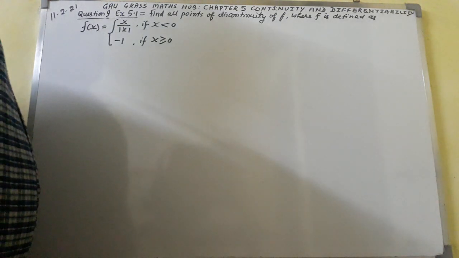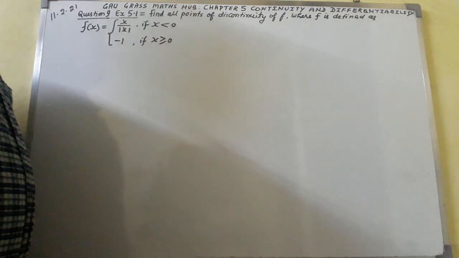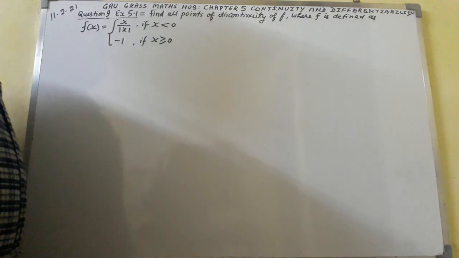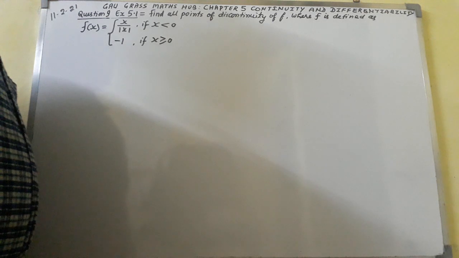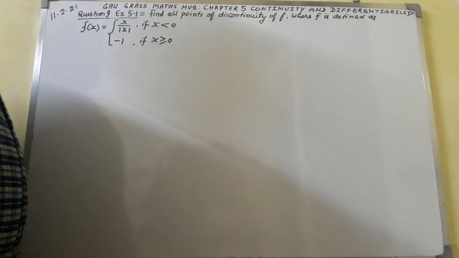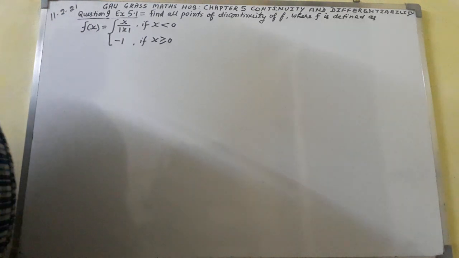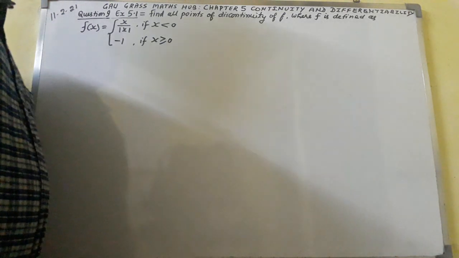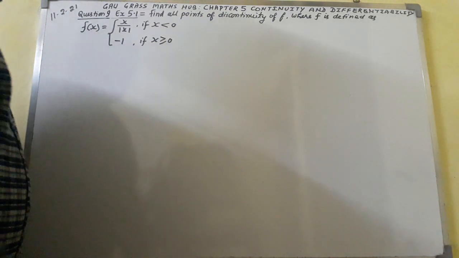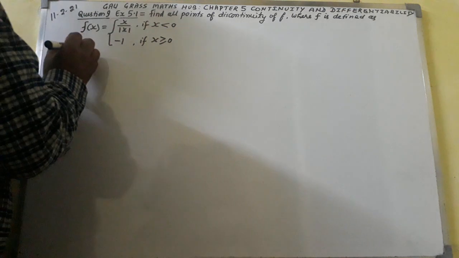I am going to discuss question number 9, exercise 5.1 that has been taken from chapter 5, continuity and differentiability. The question is, find all points of discontinuity of f, where f is defined as f of x equal to x over mod x, if x is less than 0, and minus 1, if x is greater than or equal to 0. This is the question about which I am going to discuss here. Here I shall write solution.